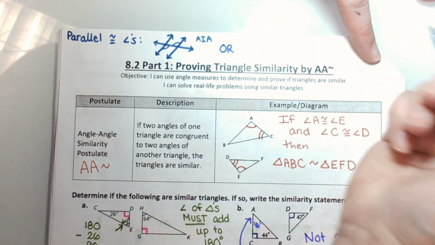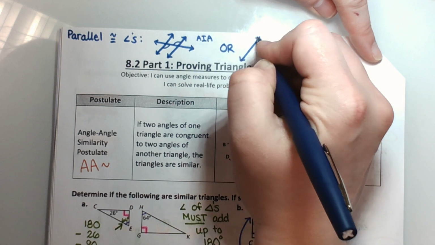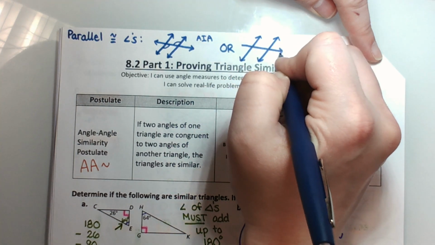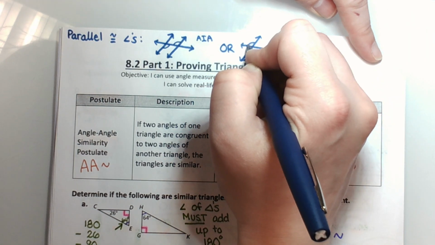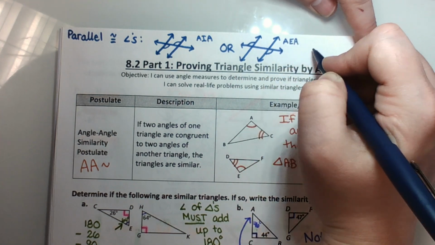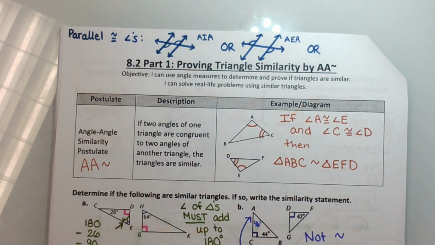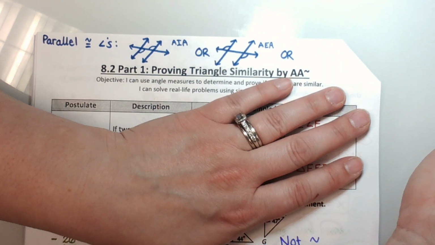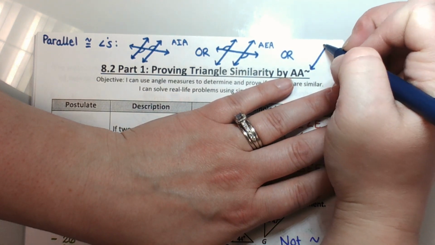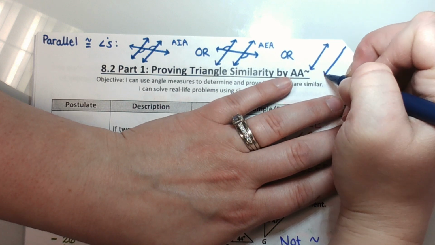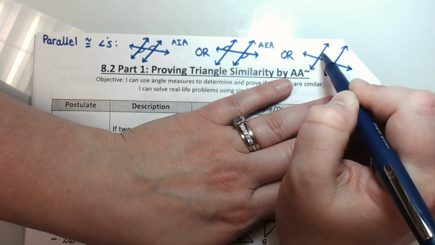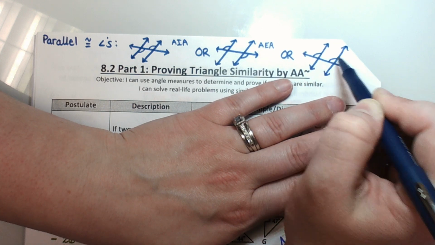Or, if I have parallel lines being cut by a transversal, the alternate exterior angles are congruent. That's AEA. Or, the third option, and I'm going to get you a condensed postulate sheet that has this on it for reminders of things from Geometry A. I'll be honest, I just forgot to print it today. The last option is corresponding angles, which are the ones that look like this.